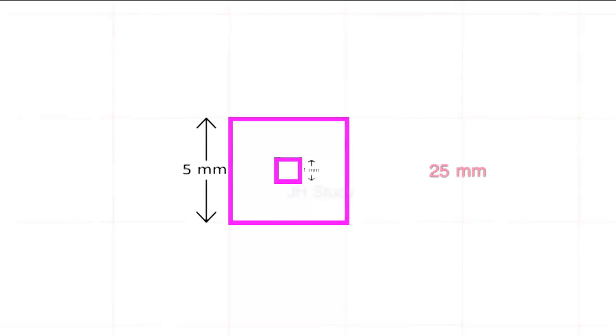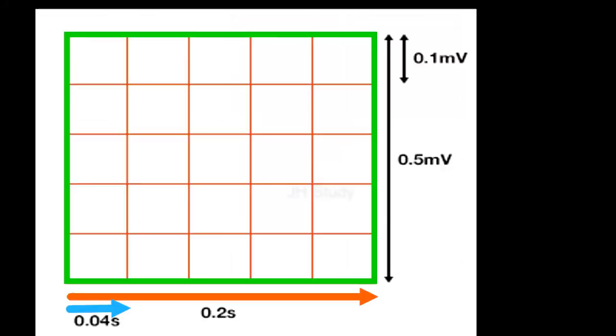Let's zoom in on one large square box to see the details. As you can see here, 5 small square boxes are in the horizontal line and 5 in the vertical line. The vertical line measures the voltage, which is the wave's amplitude. But you need to pay more attention to the horizontal line, which measures the time.